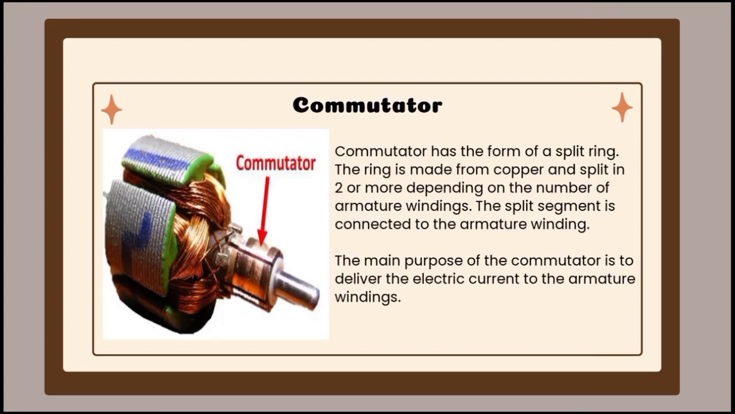Number 4. Commutator. The commutator has the form of a split ring. The ring is made from copper and split into 2 or more segments depending on the number of armature windings. The split segment is connected to the armature winding. So the main purpose of the commutator is to deliver the electric current to the armature windings.